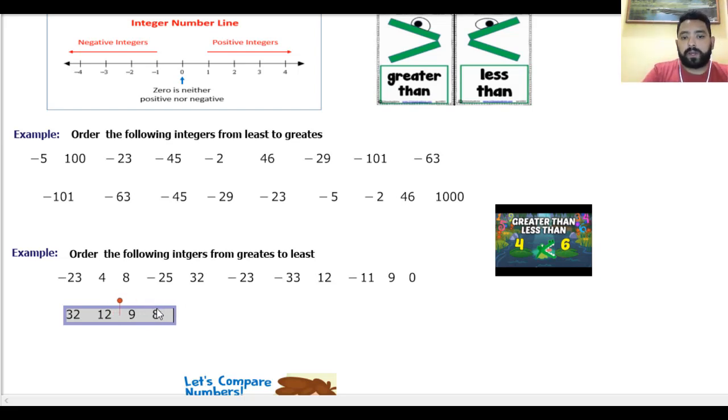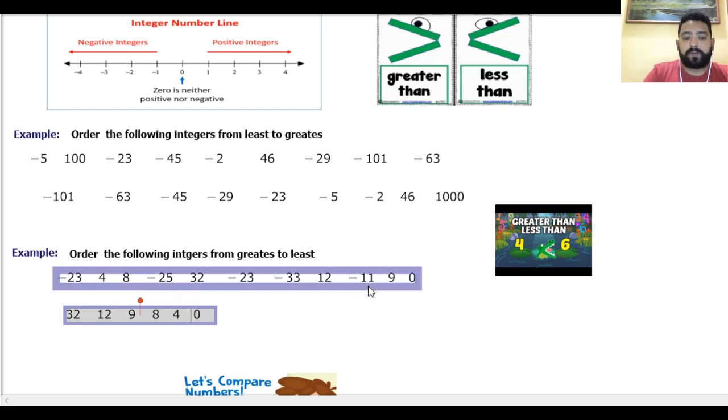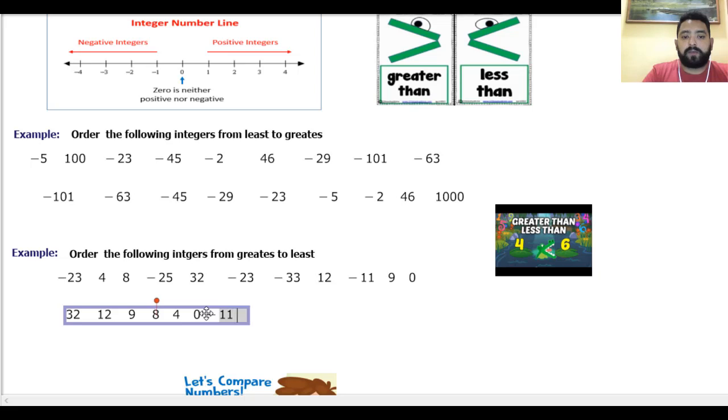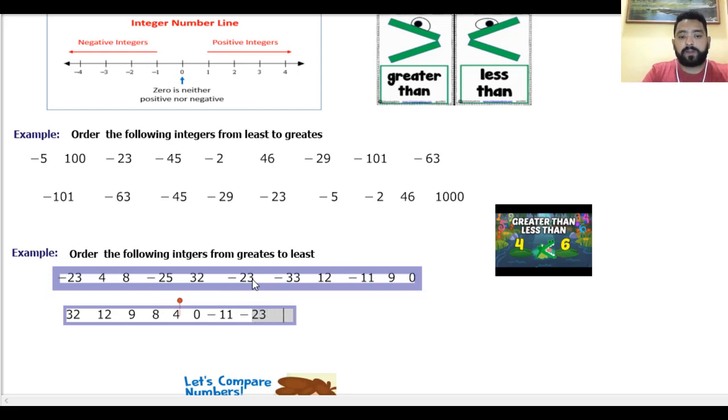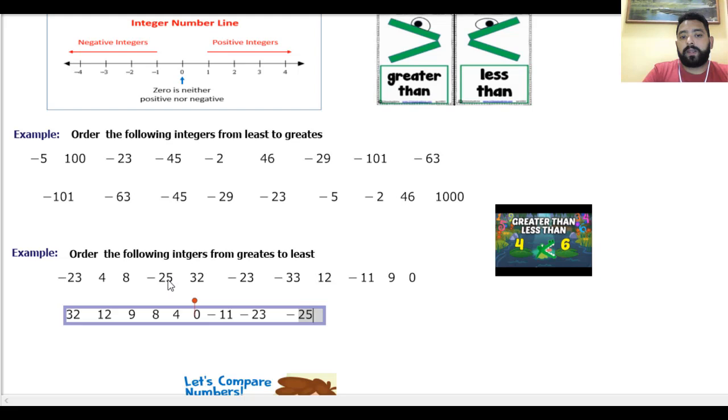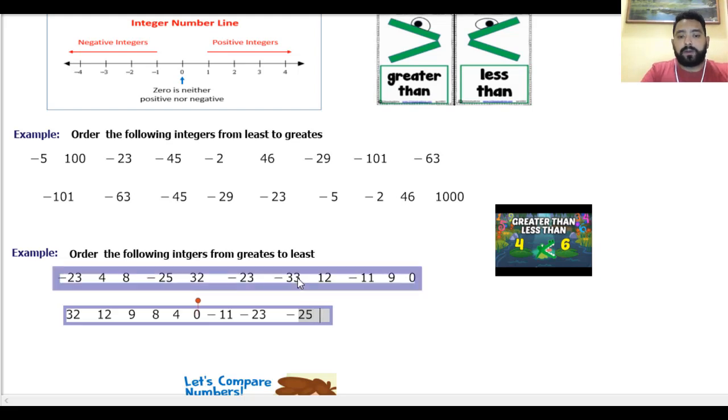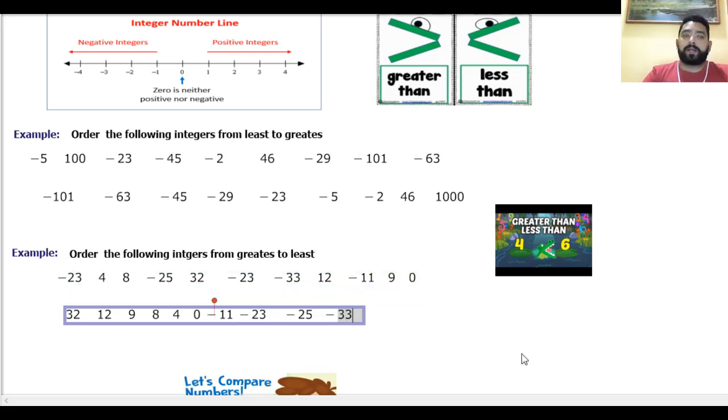Now we have 8, and then we have 4, which is positive 4. Then you can arrange 0. After 0, we can plot negative 11, for example. So we have negative 11 here, and after negative 11, we have negative 23, and after negative 23, we have negative 25, and after negative 25, we have negative 33. That is the last number, negative 33. And we have already organized these from greatest to least.